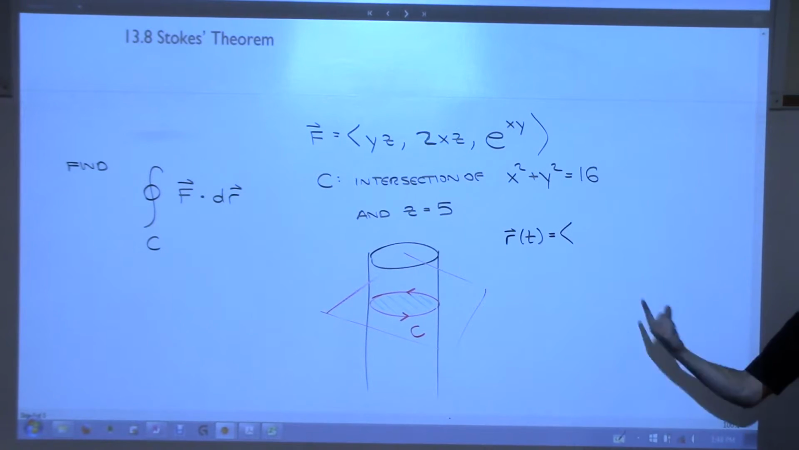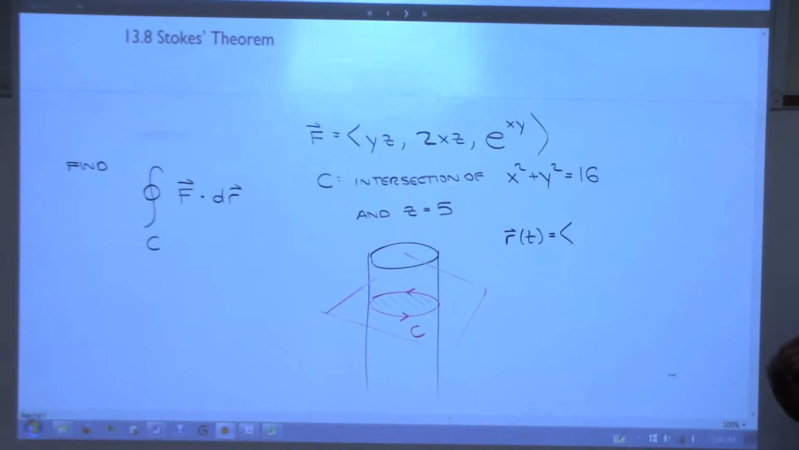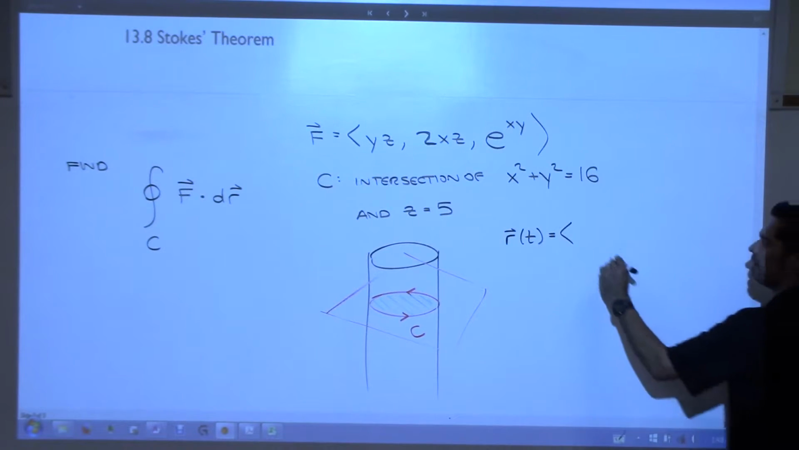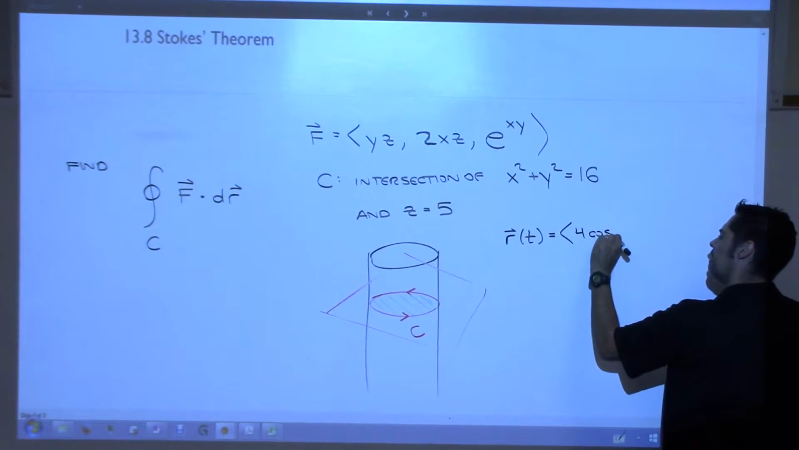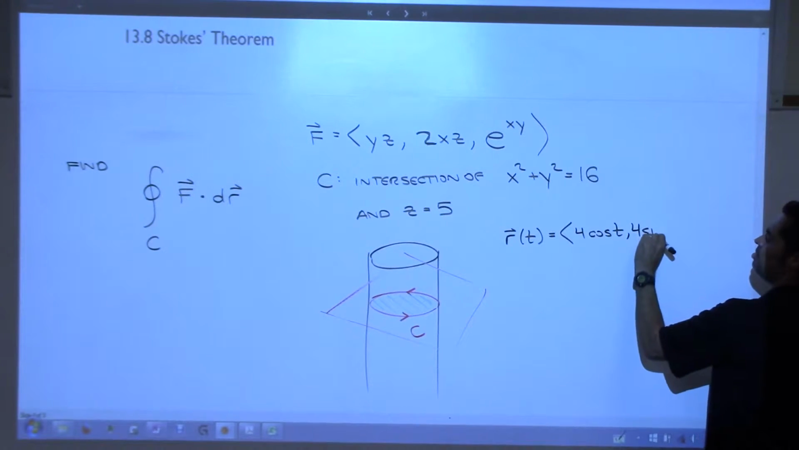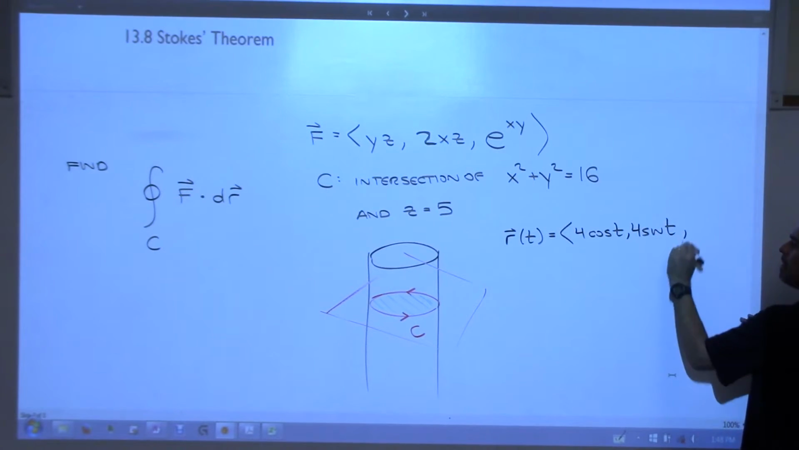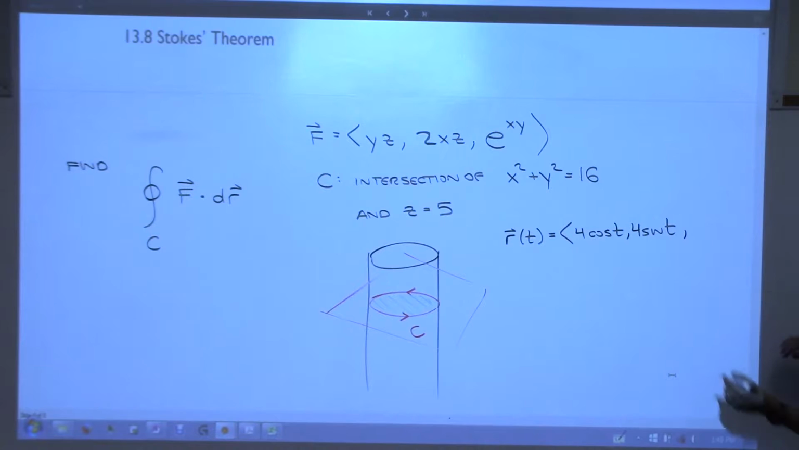What is that? I mean, that's a circle, right? Radius 4. And that's basically in the xy plane, right? But just moved up. So I could say like 4 cosine t, 4 sine t. And what about my z? It's 5, constant, right? That would draw it, wouldn't it?